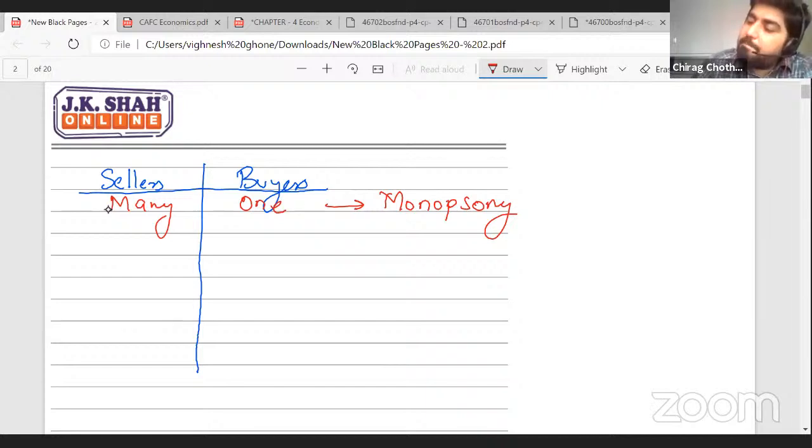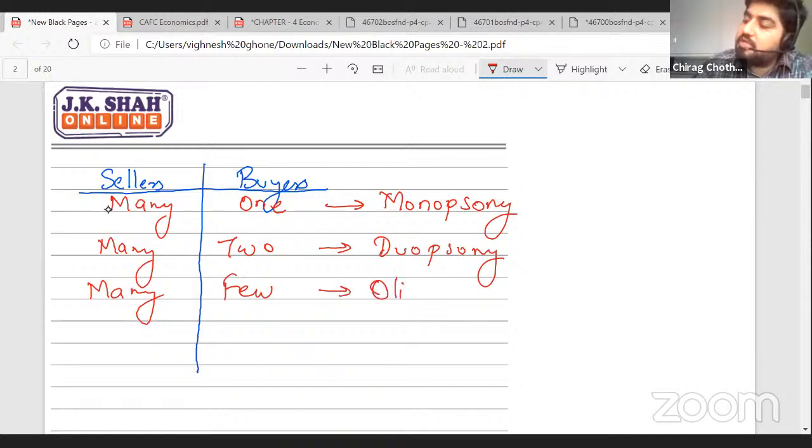Similarly, if there are many sellers but only two buyers, this will be called duopsony. Then if there are many sellers but few buyers, it will be called oligopsony. Simple.